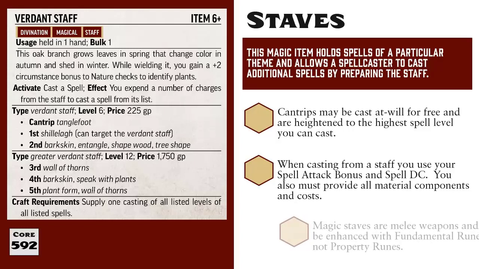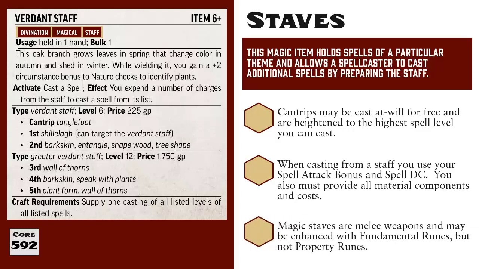And last, it's worth noting that magic staves are also melee weapons like any other mundane staff. As such, they can benefit from fundamental runes like potency runes and striking runes, but they may not benefit from any property runes. These runes only enhance its use as a melee weapon and do not add to the caster's spell attack bonus or the number of dice rolled for any damaging spells. And adding fundamental runes to a magic staff does not interfere with any of its spellcasting or other special abilities.